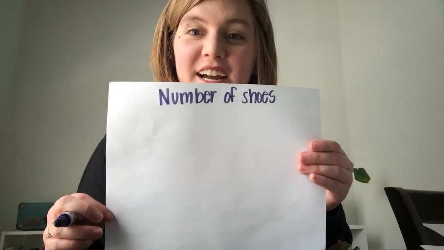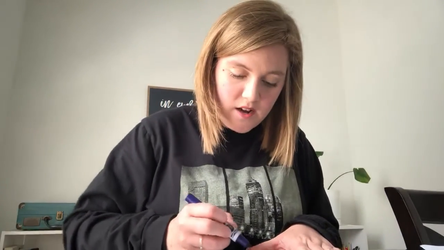So the first thing that I need to do is give my line plot a title. You can be creative, think about what would make the most sense to name your line plot. I'm going to just do mine number of shoes. So I'm writing number of shoes up at the top for my title. All right, so the first thing I did was write what the title of my line plot is going to be.